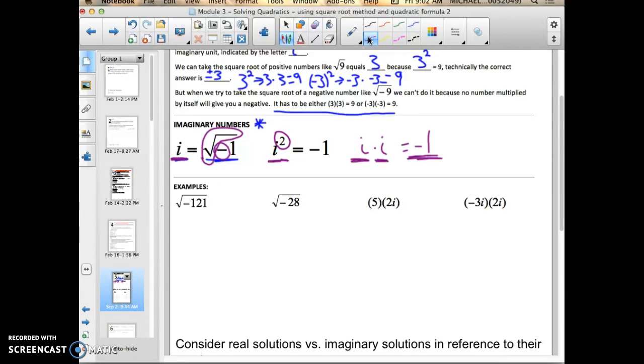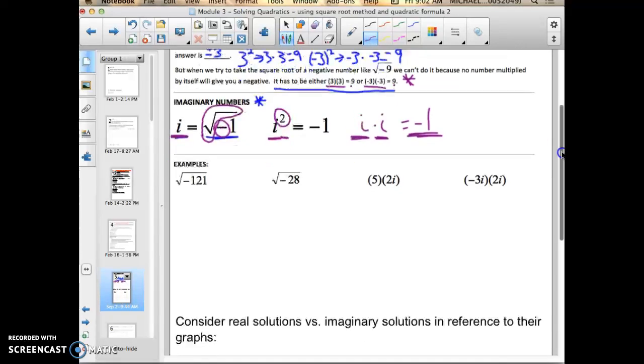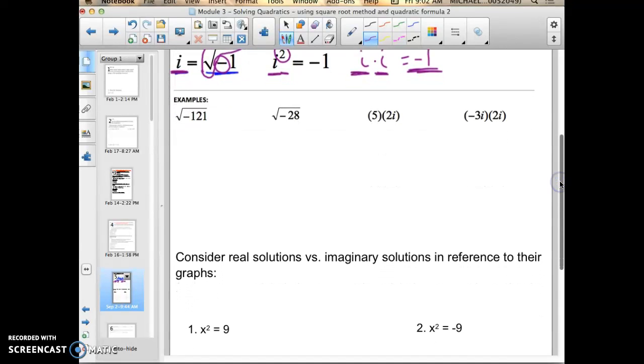Whereas before, up here, the square root of negative 9 didn't work because both the positive version of 3 and the negative version of 3 still gave me a positive 9. Now I can get back to a negative number. So let's look at a couple examples. And then we're going to talk about the solutions, real versus imaginary, in this video as well.